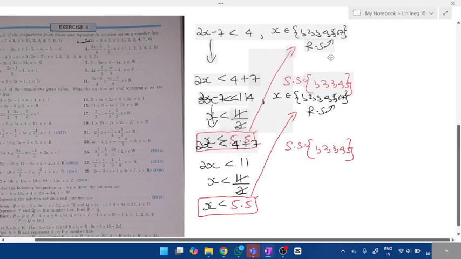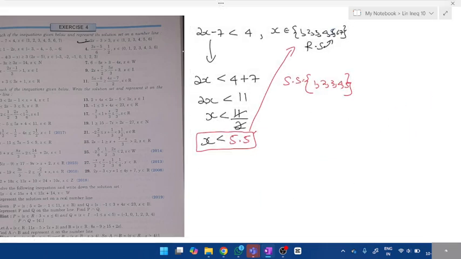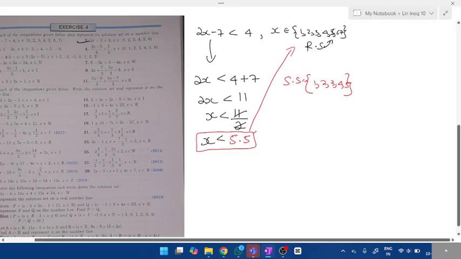Now this solution set, you have to place it on the number line. Not x. You shouldn't place x on the number line. The solution set you have to place on the number line.